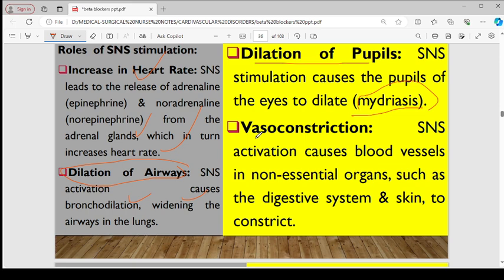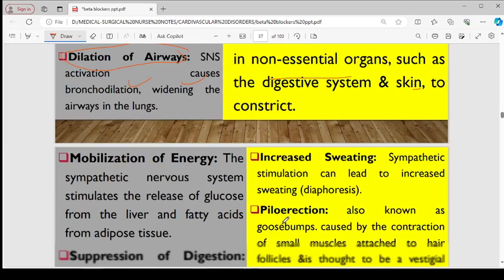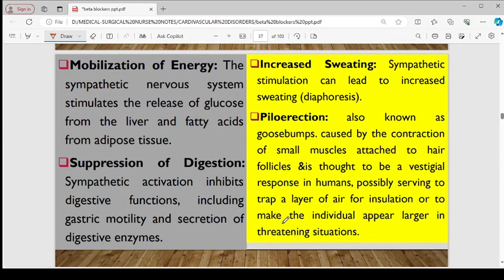Okay. We also have vasoconstriction. So when the sympathetic nervous stimulation is activated, blood vessels in non-essential areas like the GI, the digestive system, and the skin are going to constrict so as to direct blood to these vital body organs that will enable survival. We also have mobilization of energy. So under the sympathetic nervous stimulation, this will have the release of glucose from the liver and also fatty acids from the adipose tissue. This is just to prepare your body for the fight or flight mode, all right?